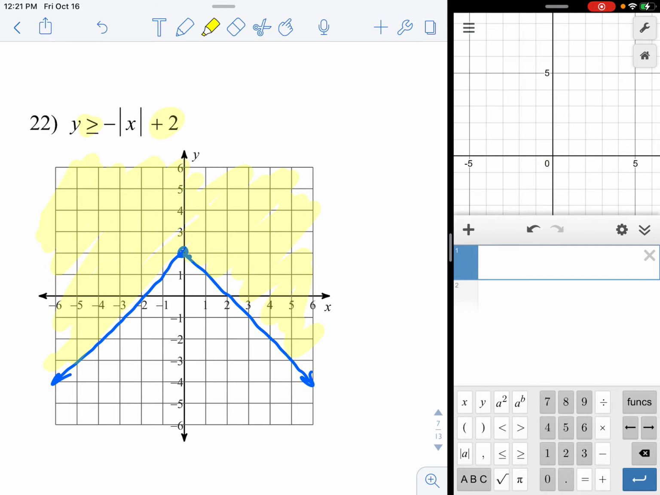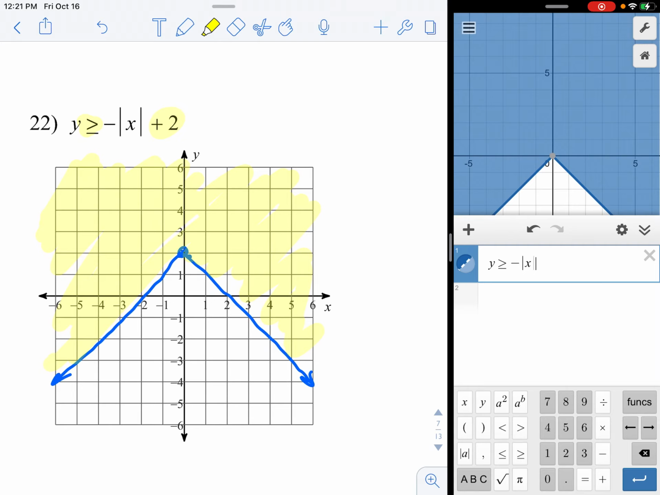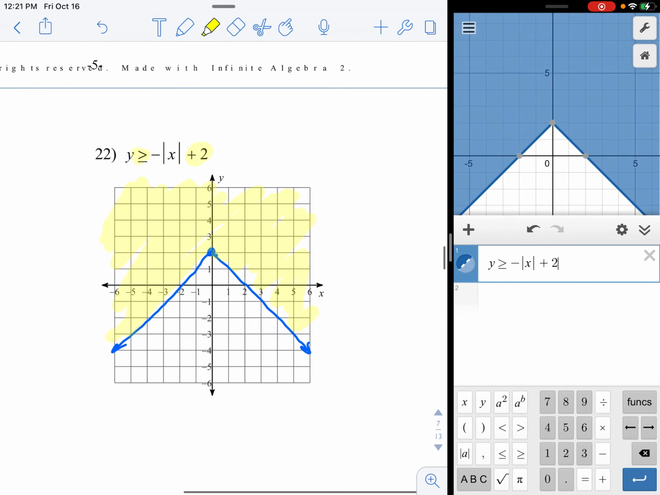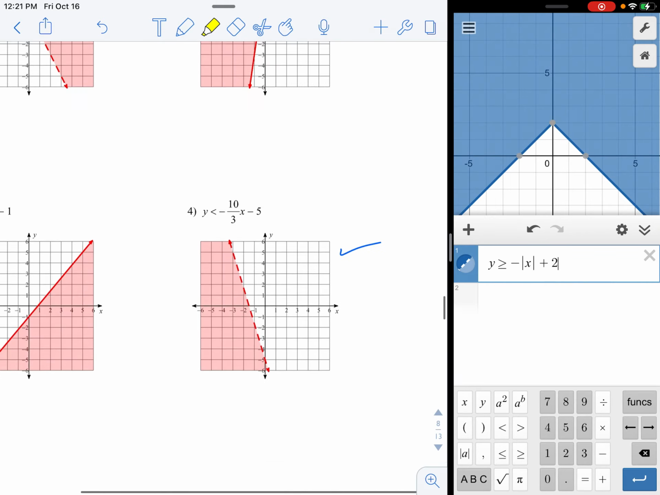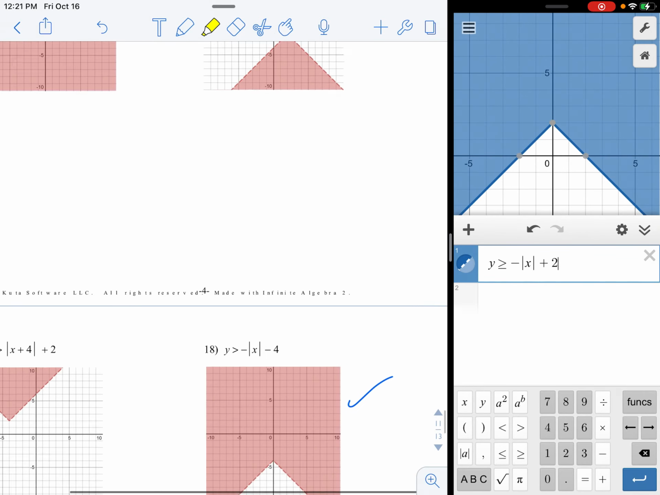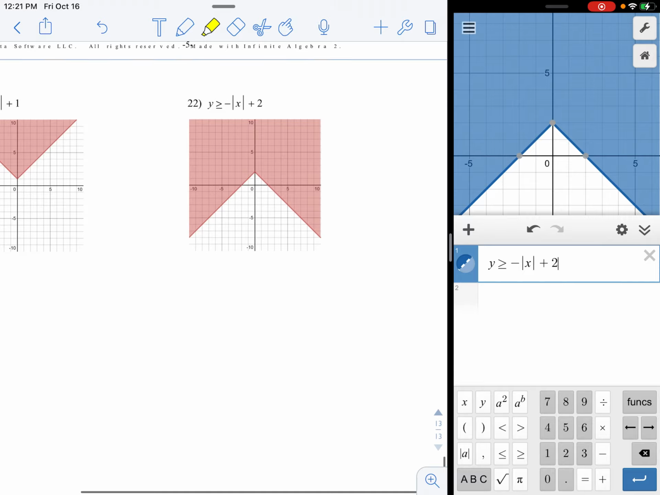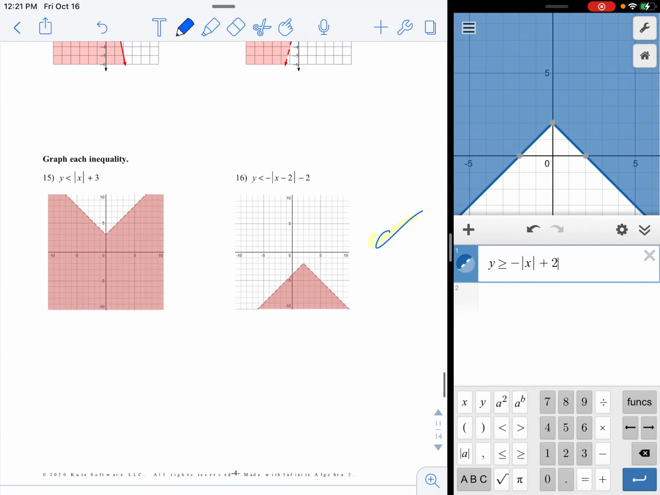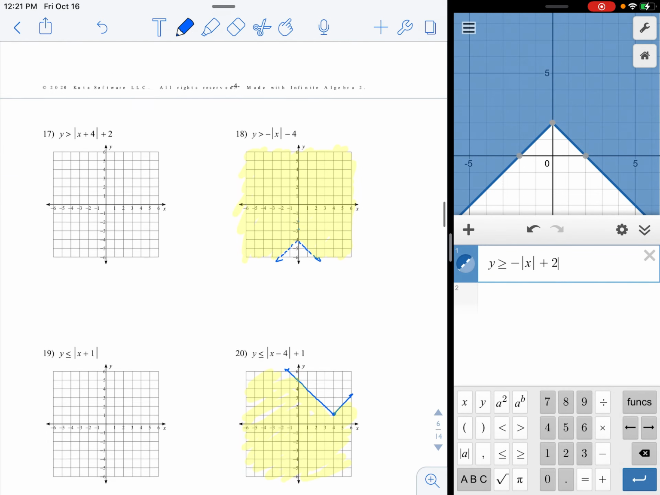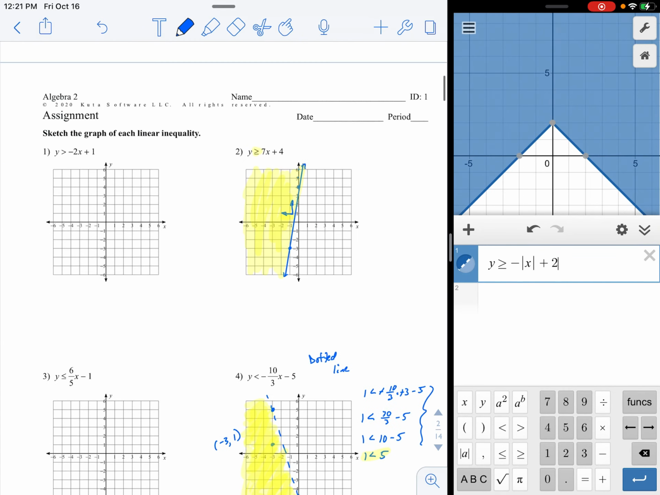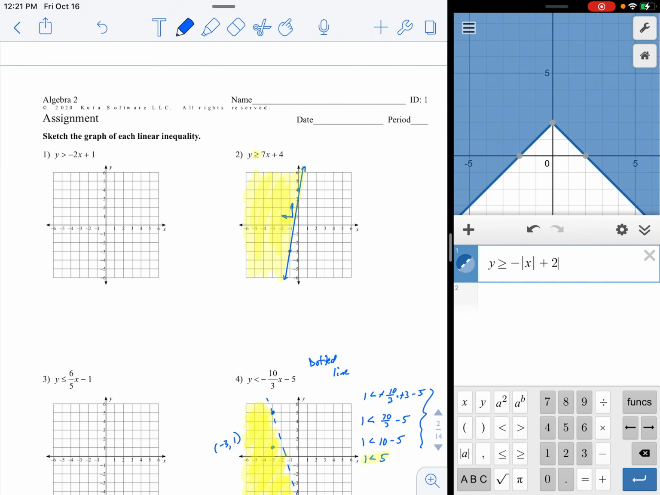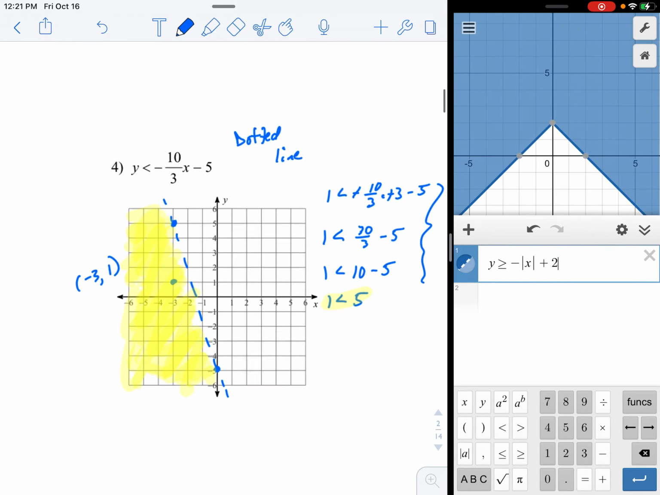Will Desmos give me the same answer? Y greater than or equal to negative absolute x plus 2. Yep, same graph. 22. Oh, come on. There it is. And done.